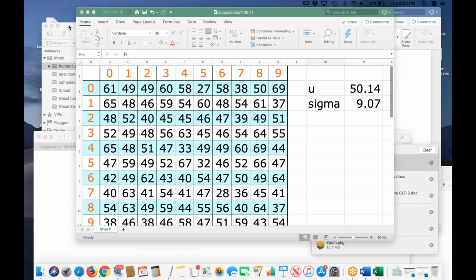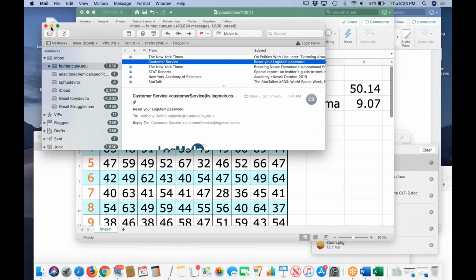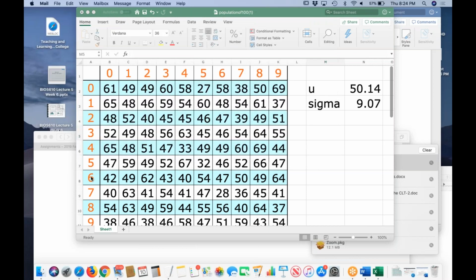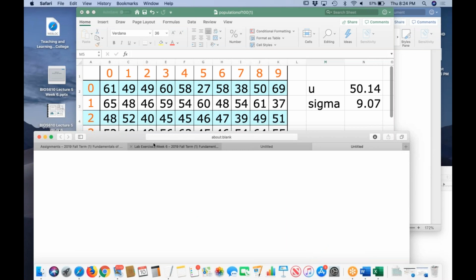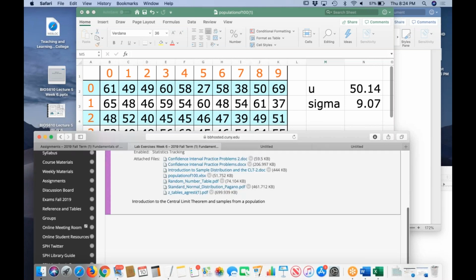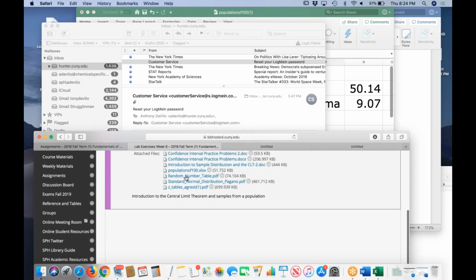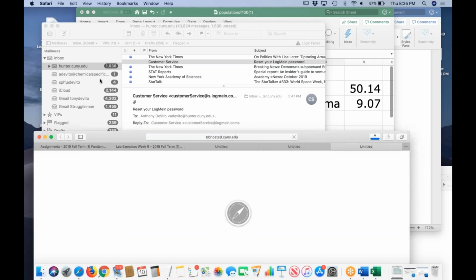In the old days, which is what we're going to use right now, I don't need this. In the old days, what we might do is go to a random number table. Does that keep popping up? Oh, okay.